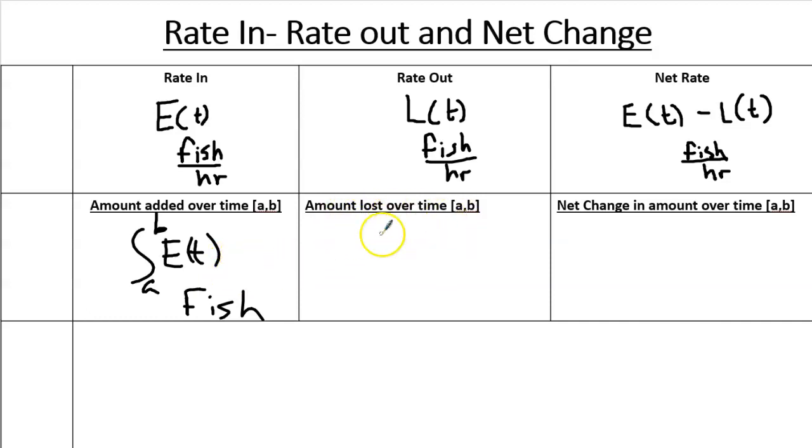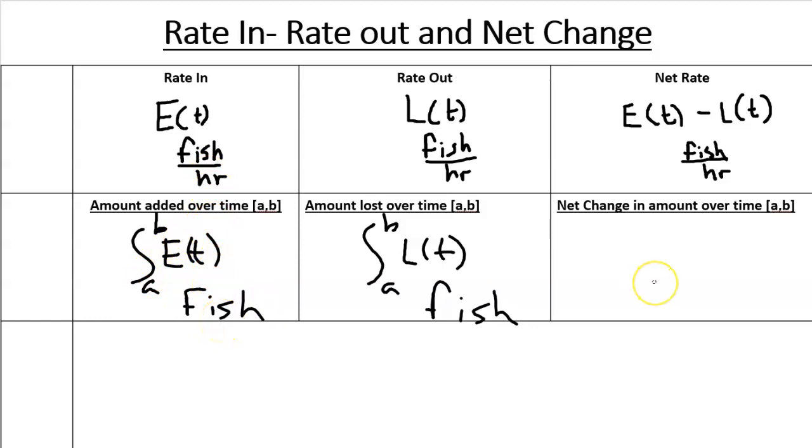So now, if you integrate the L function, something similar happens. This just tells you how many fish were lost over time. And so, once again, that's going to be fish. Now, when you integrate a rate, you lose the bottom factor. So when I integrate fish per hour, which is what E is, the hour goes away and you're just left with fish.